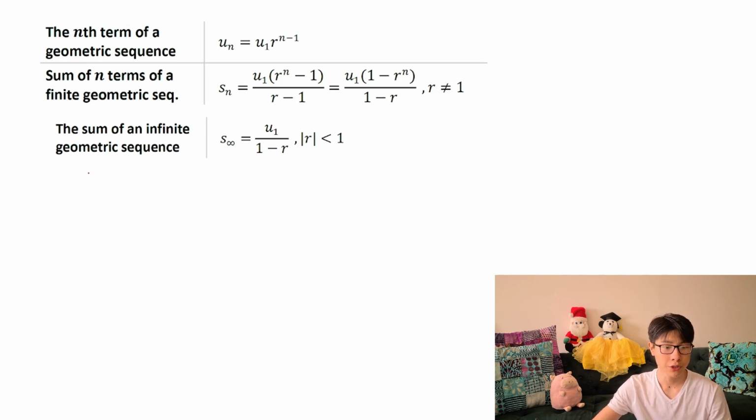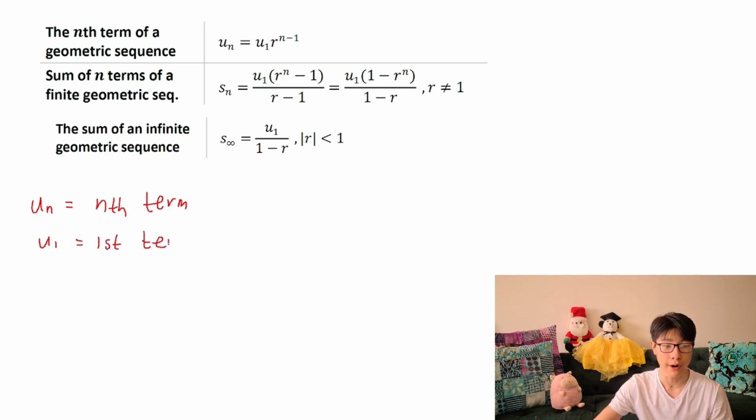So within this equation, un, we already know what un is. It is the nth term, that is self-explanatory. U1, obviously, the first term. This is all very similar to arithmetic sequences. The only difference is r, we'll skip that for now, and n is obviously the nth. Okay, so r is the common ratio.